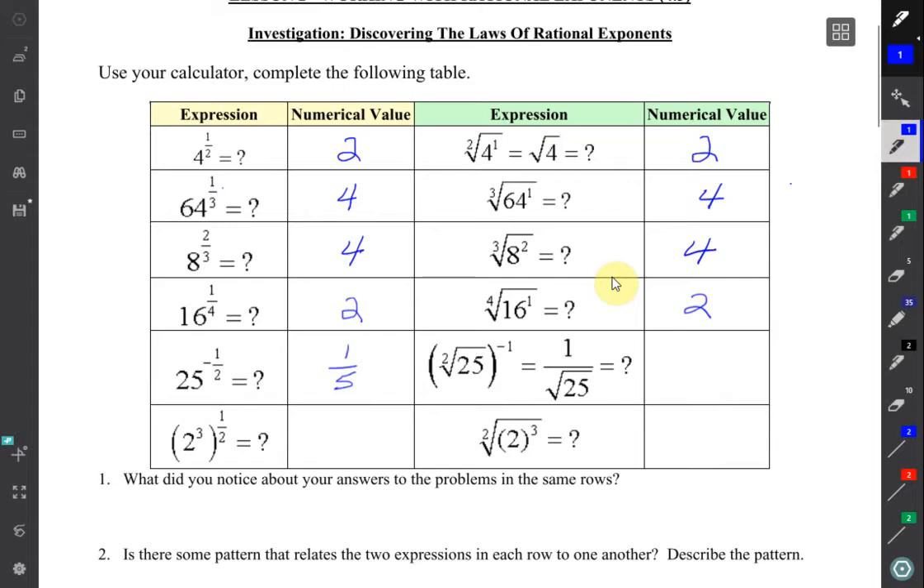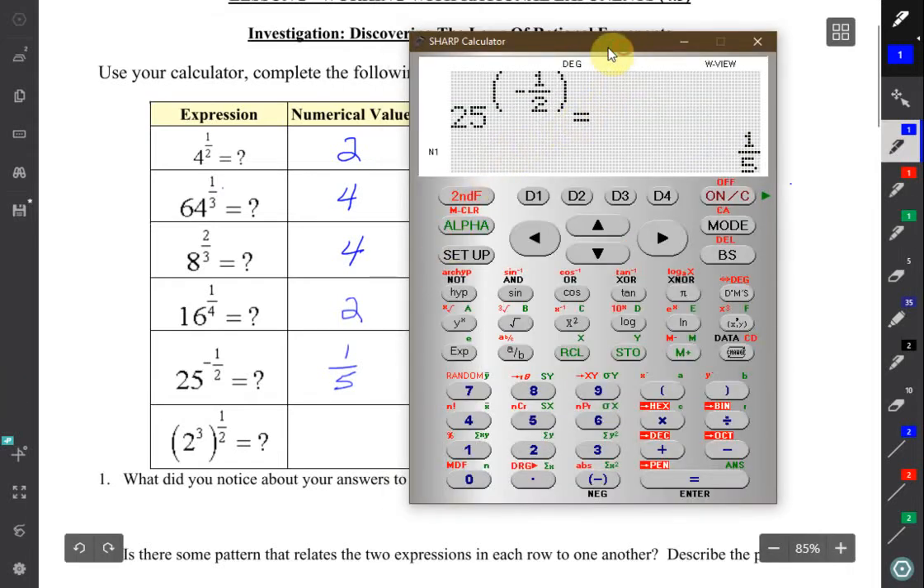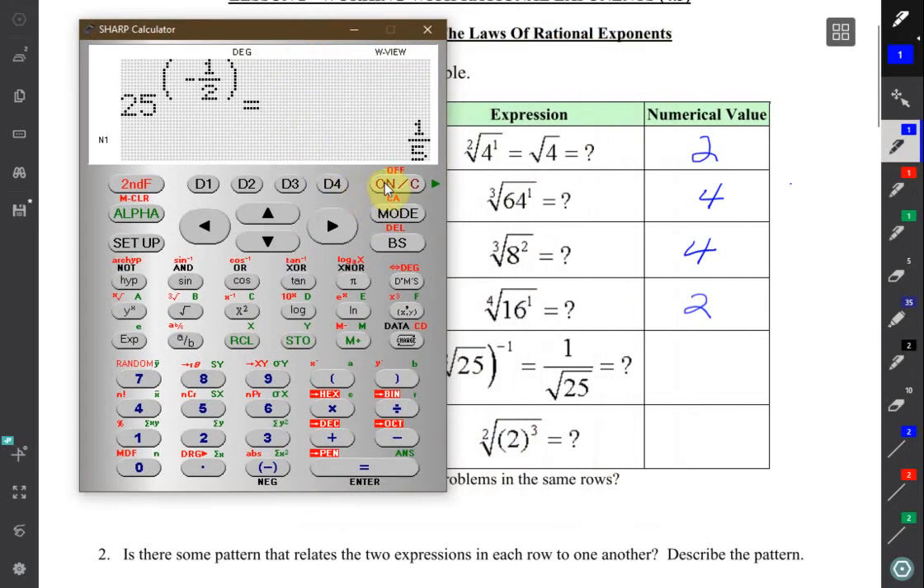So we have here the square root of 25 to the exponent negative 1. Square root of 25. And I want to put that to an exponent, so I'm going to put a bracket around all of this. And now to the exponent of minus 1. And once again, I get 1/5.